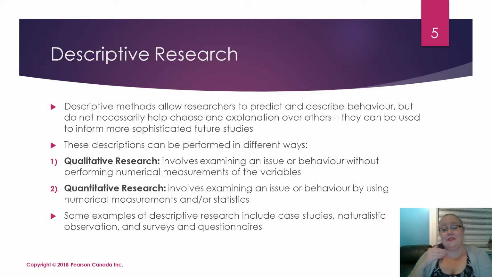Whereas on the opposite side, quantitative research involves examining an issue or behavior by using numerical measures and/or statistics. If I was going to ask you to rate something, tell me how you feel about this on a scale of 1 to 7, then you are going to be providing me with a number, which I can then, if I've got a bunch of different participants, take the average of those numbers and look at the data all aggregated together, whereas in qualitative research, it's more individual. Each person is going to have different answers. You can't really put a number to them or quantify them in that way.